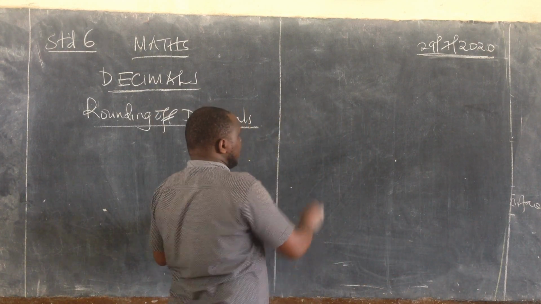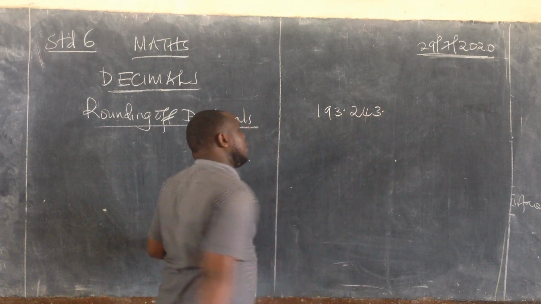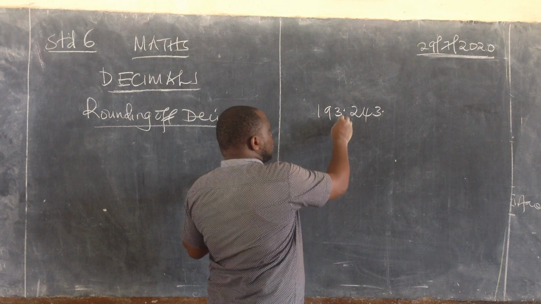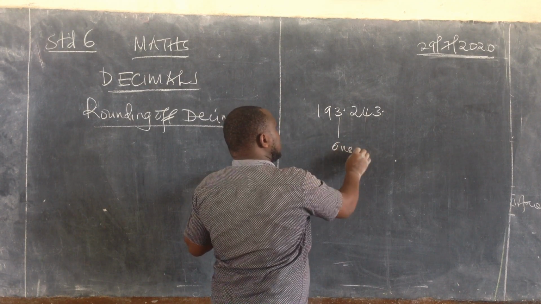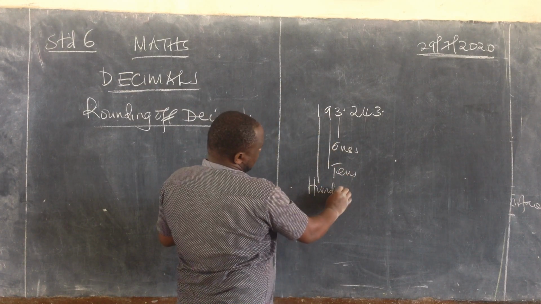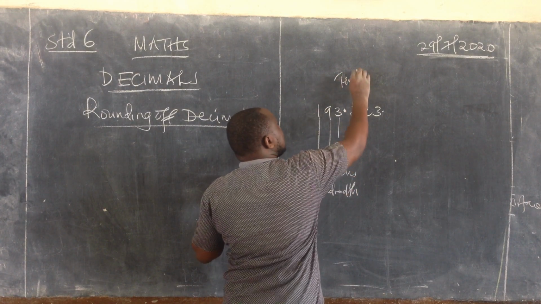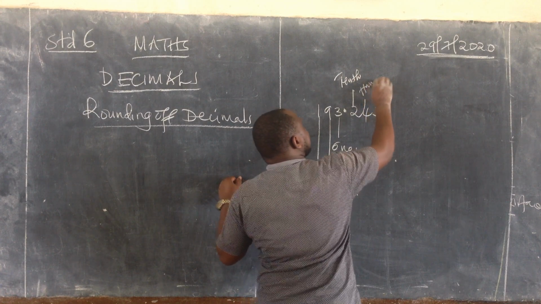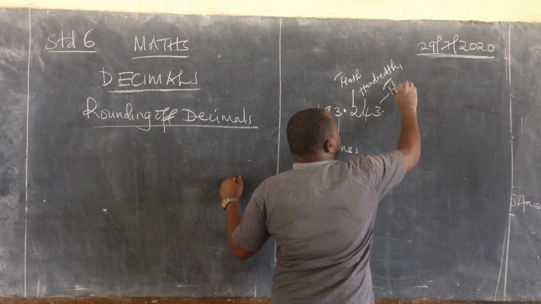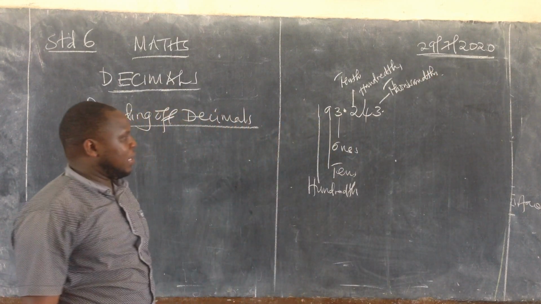For example, we are given a number like 103.243. You should be able to know the place value of each digit in this number. This one is ones. The second one is tens. This one is hundreds. Then after the decimal point, this is tenths. This is hundredths. And this is thousandths. So that is what we call place value.